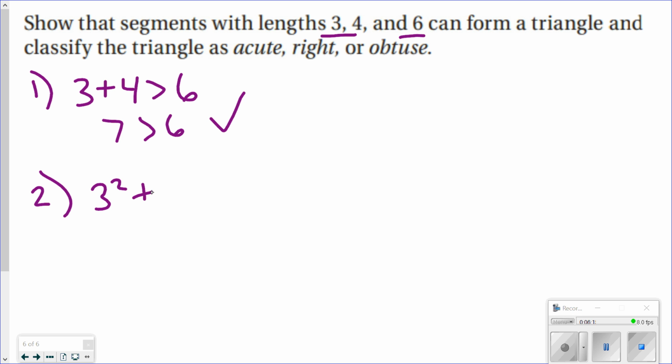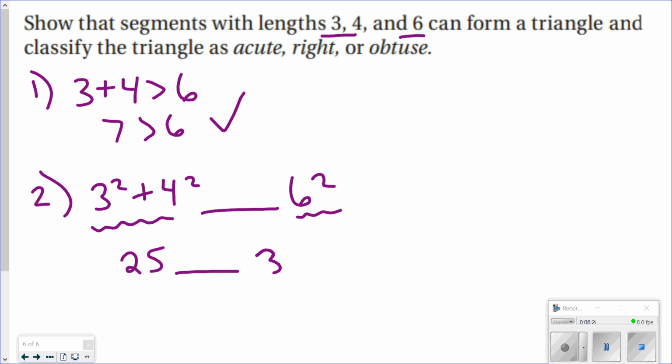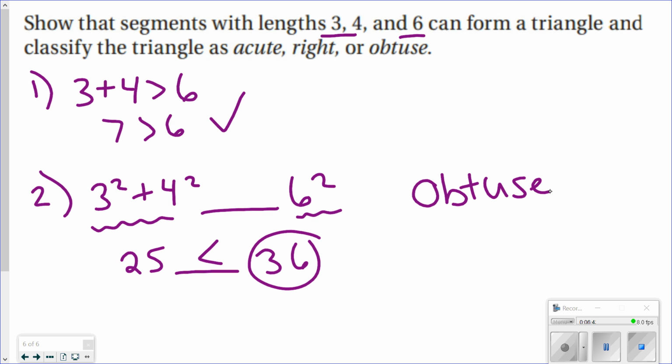So 3 squared plus 4 squared, how does that compare to 6 squared? If I plug this into my calculator, I end up getting 25. How does that compare to 6 squared, which is 36? Well, 25 is less than 36. Remember, this was my c value, and c squared is greater than 25. Therefore, I have an obtuse triangle.